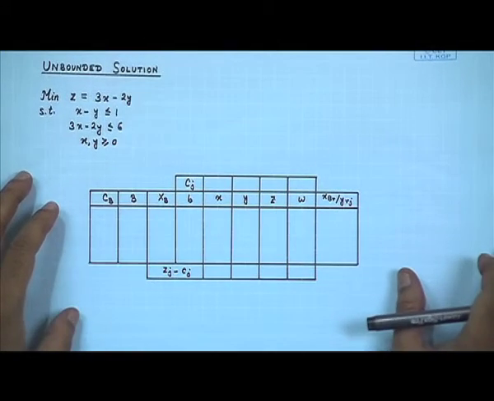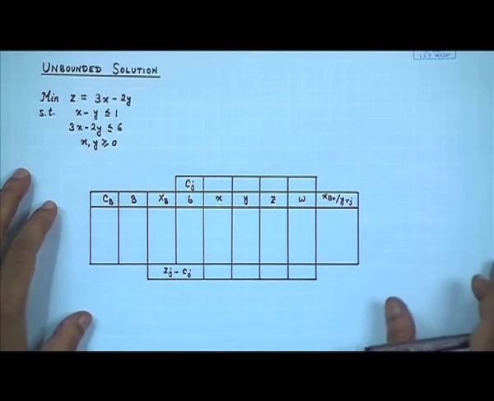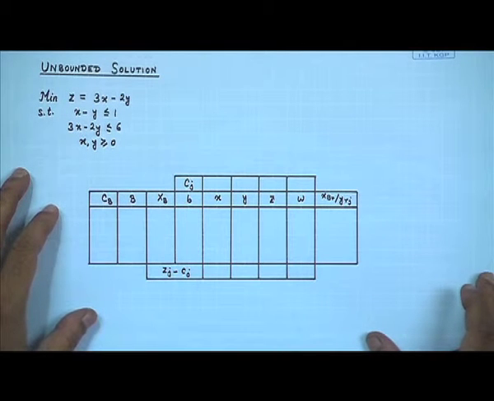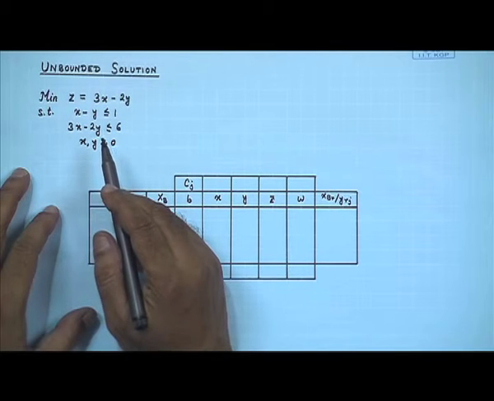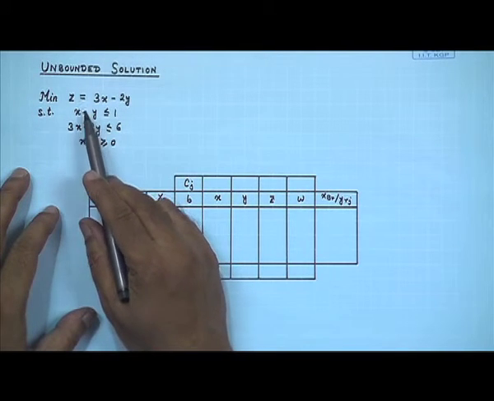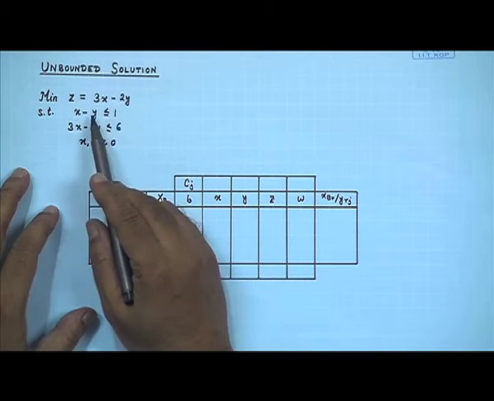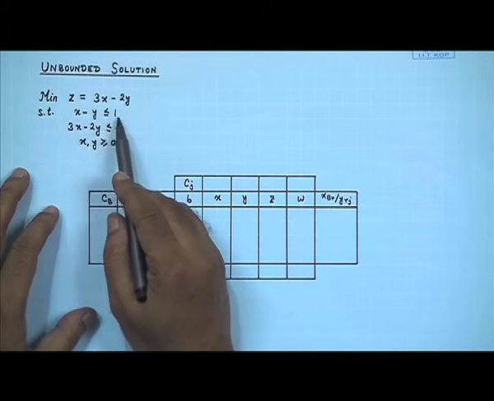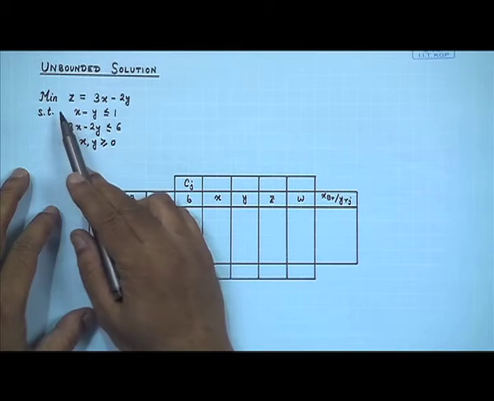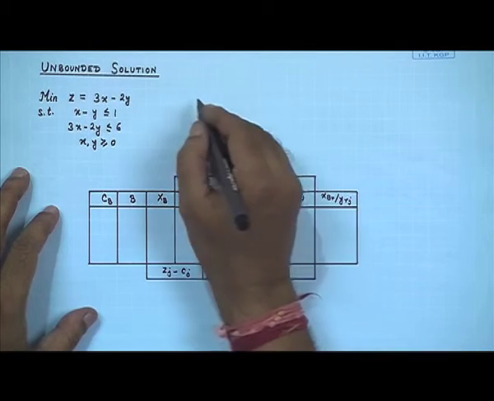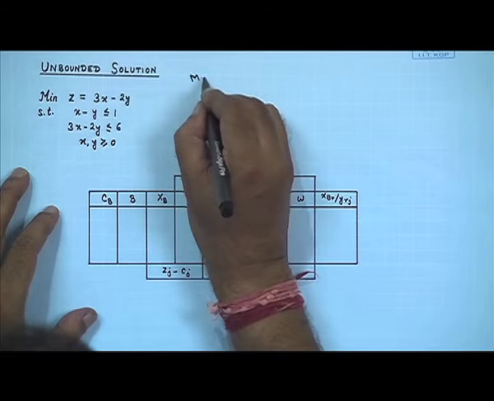The second case is the unbounded solution. Let us see what an unbounded solution is. Let us take a minimization problem: Z equals 3x minus 2y subject to x minus y less than or equal to 1, 3x minus 2y less than or equal to 6.